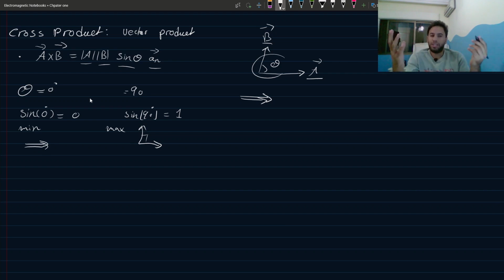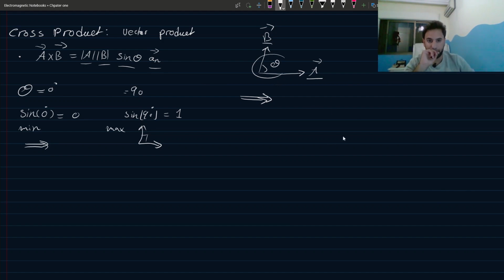Now, what is the perpendicular? Like, they are perpendicular to one another. Well, the vector product says, if you multiply two vectors together, the answer will be an additional vector that will be perpendicular to both of these original vectors.